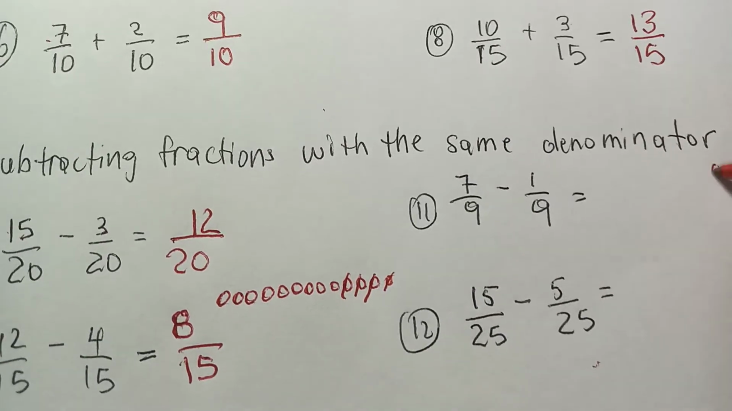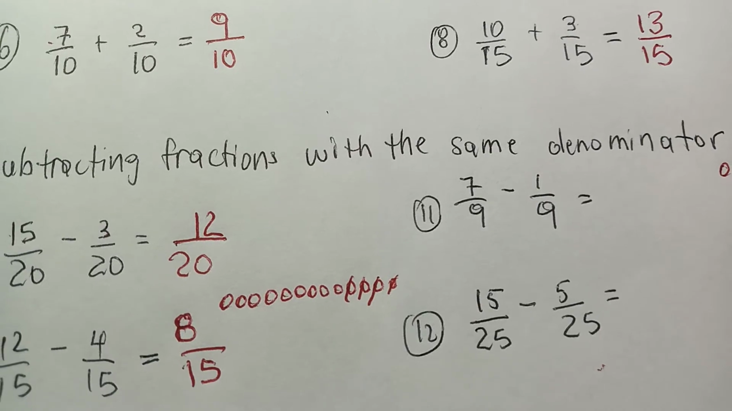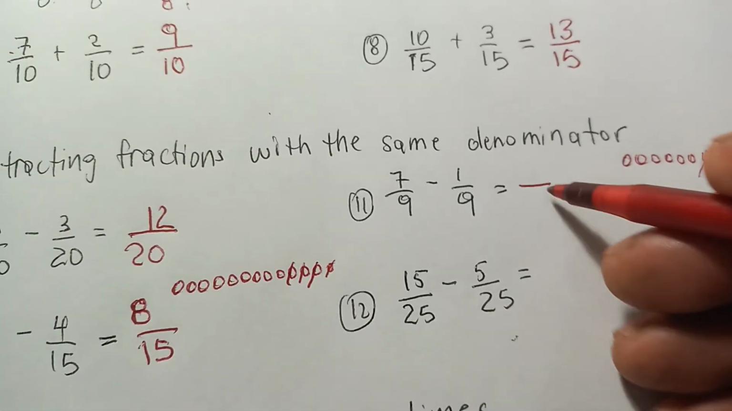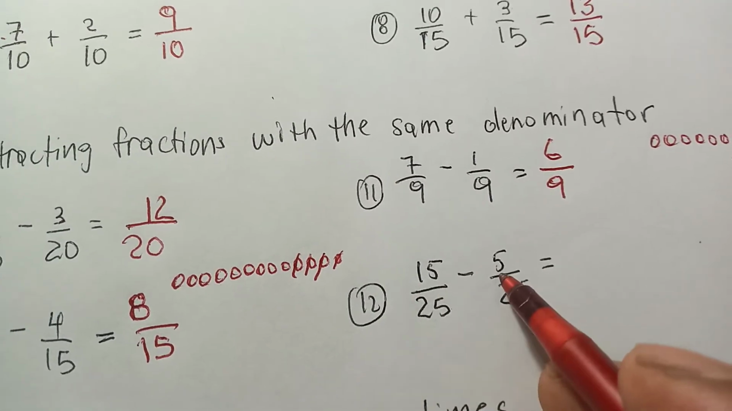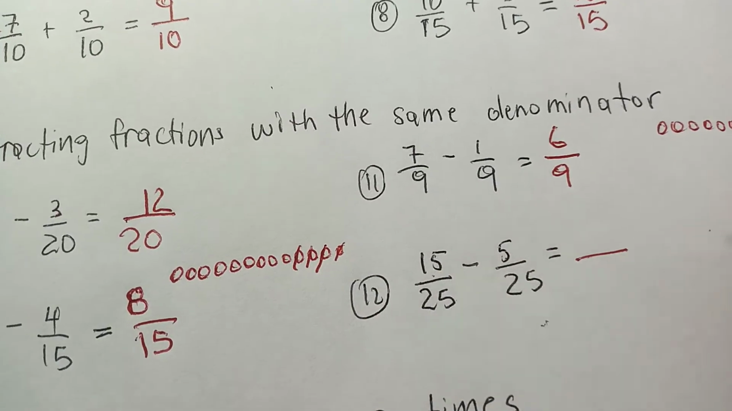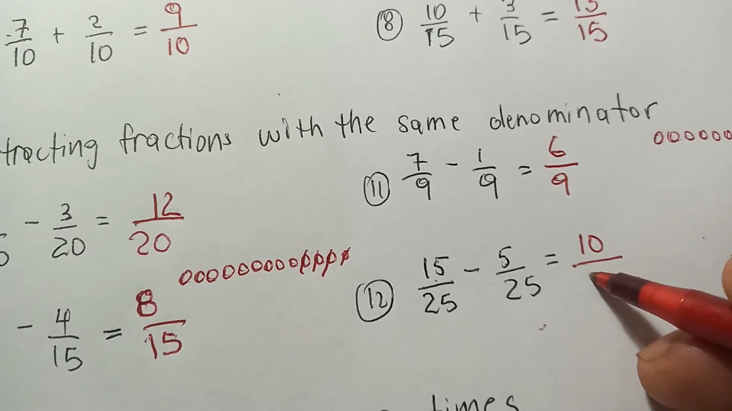If you want to write your 7 zeros, then you cancel out 1 to know what the remainder is going to be. Doesn't matter. Put back the denominator, put your numerators at the top. Same here again. 15 take away 5 leaves 10, we put back this denominator.